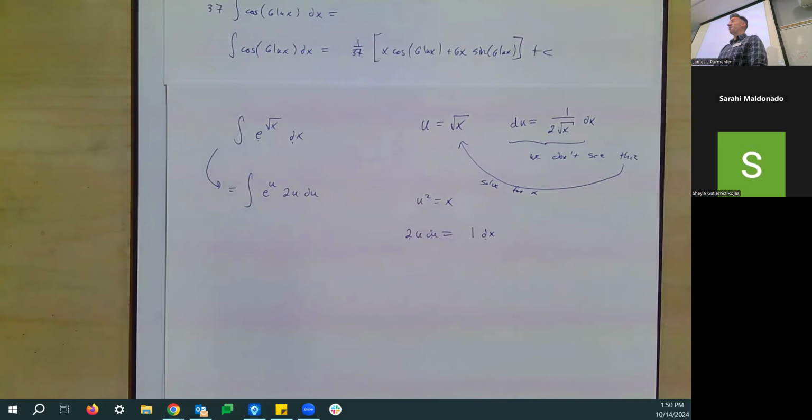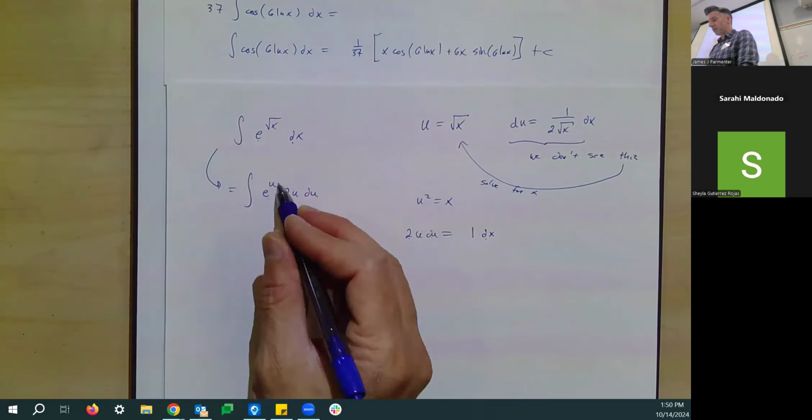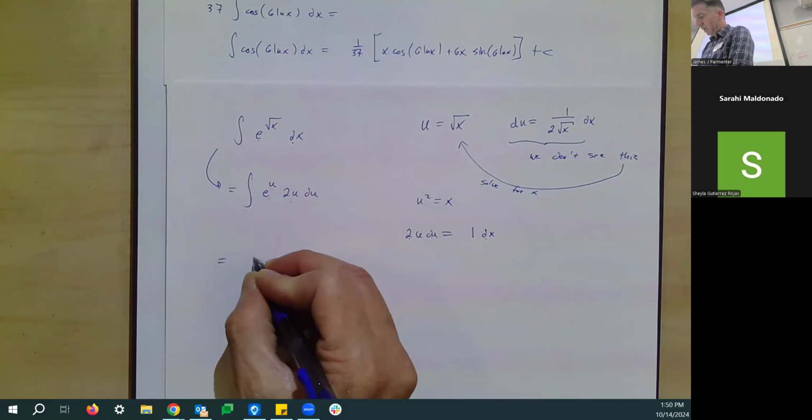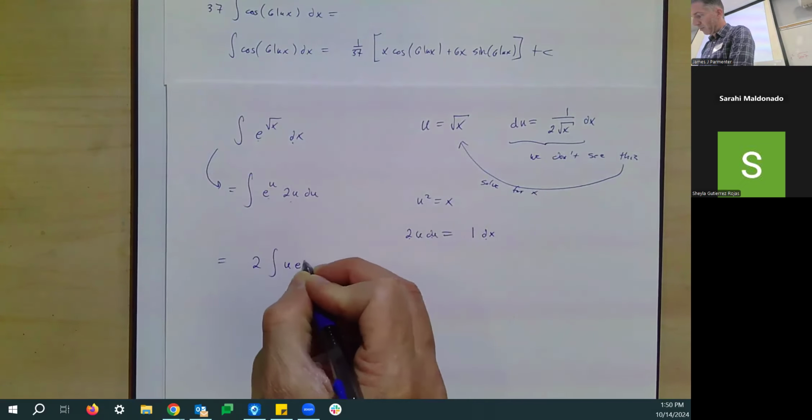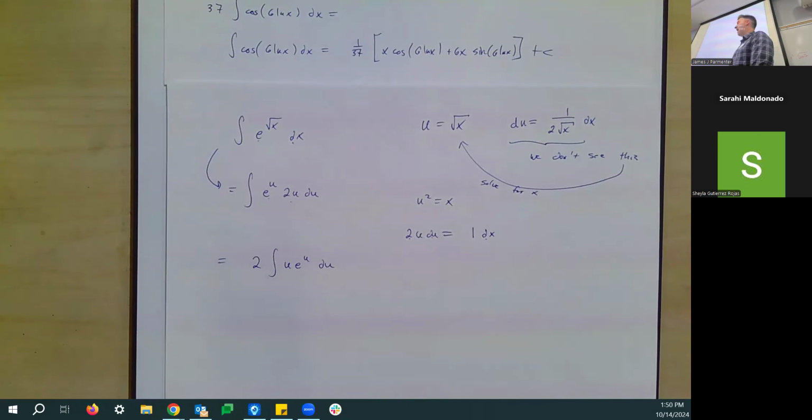And now this looks like an integration by parts problem. I've got essentially x times e to the x, or if you like, 2 times the integral of u e to the u. And I always feel bad when I get to this point of the problem. I'm like, it's integration by parts, but I've already used the letter u. I don't want to call u equal to something else.